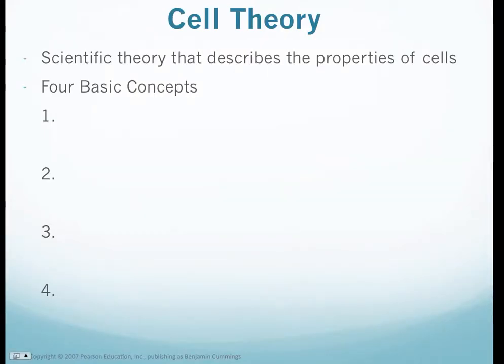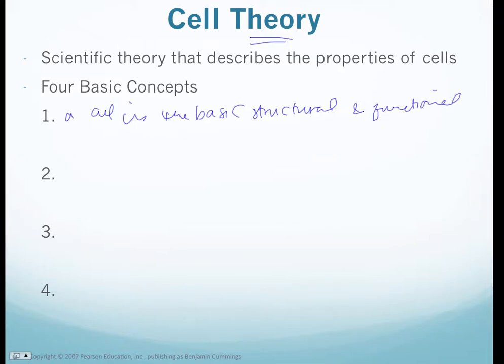Now, anytime we look at cells and think about cells, there are actually 4 basic properties or theories that describe cells. And so we give that term cell theory. So with cell theories, these are ideas or principles that try to explain something. With the cell theory, there are 4 basic concepts that describe cells. The first is that a cell is the basic structural and functional unit of living organisms. And because of that, we consider and think of cells as a small functional unit of life.